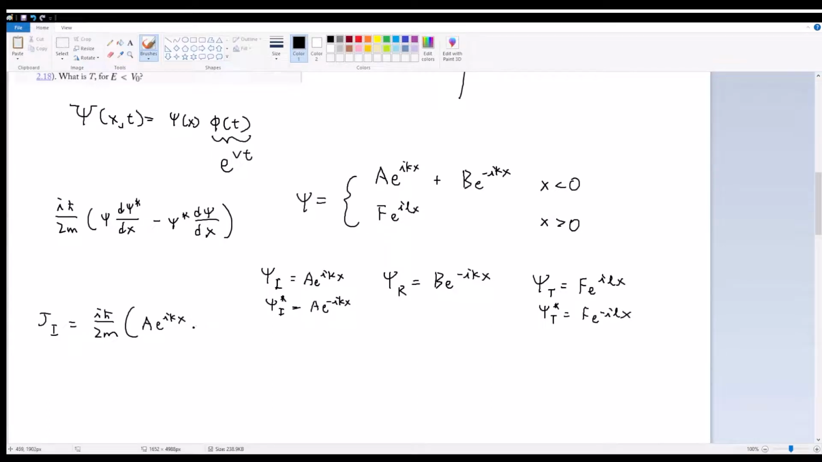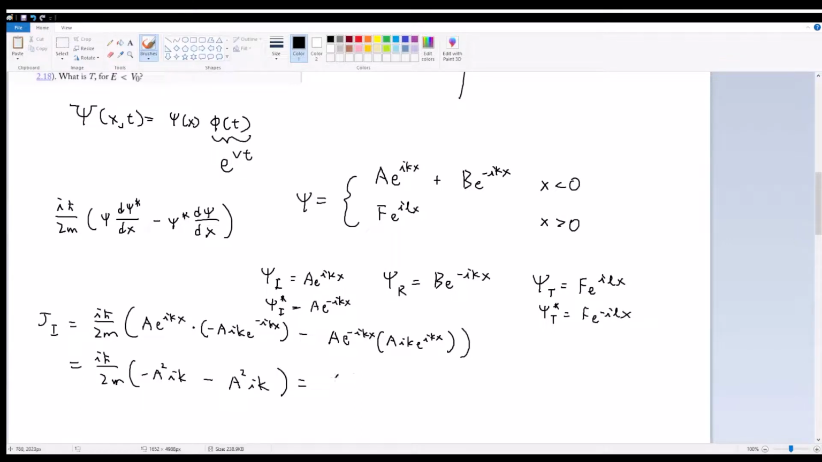So this is going to be negative a i k e to the negative i kx, and then subtracted by a e to the negative i kx multiplied by the derivative of psi, which is going to be a i k e to the i kx. And if we multiply this out fully, we get negative a squared i k, and the exponentials cancel, subtracted by a squared i k. Once again, the exponentials cancel.